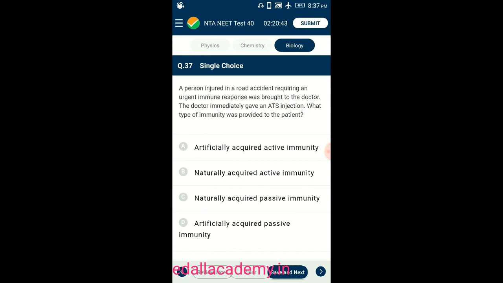Passive immunity is a kind of immunity in which ready-made antibodies, generally called gamma globulins, obtained from human or animal serum, are injected into the human body to provide an immediate immune response. Road accidents are accompanied by broken skin and hurt, which urges the doctor to prescribe an anti-tetanus injection. It is generally called ATS, which stands for anti-tetanus serum, which forms artificially acquired passive immunity. So the answer for this question is option D, artificially acquired passive immunity. So the correct option is D.